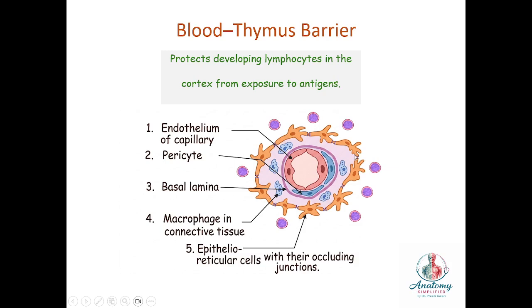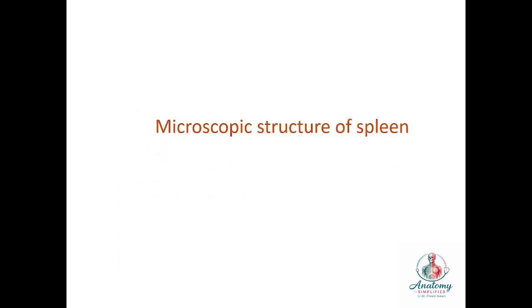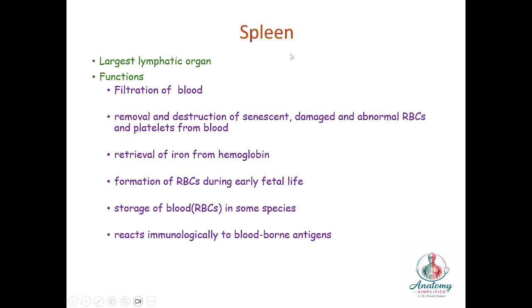So all these layers prevent contact between the antigens in the blood capillary and the lymphocytes present outside. This is called the blood thymus barrier. So we are done with the microscopic structure of the thymus. Let us begin with the spleen.